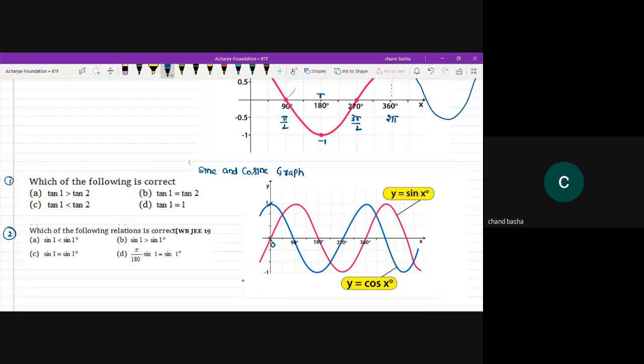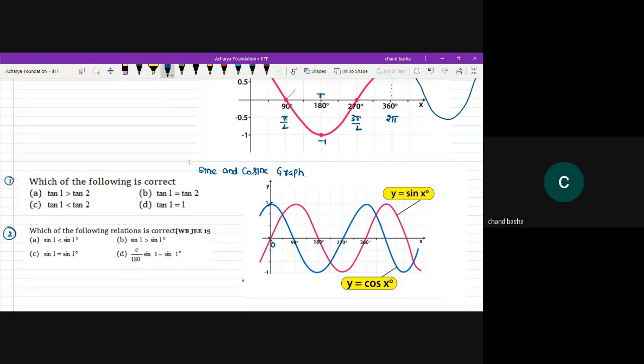D for dog or B for boy? B for boy, sir. Yes, it is absolutely. Why? Because 1 degree means how much? 1 degree means you are just here. You are just here, guys.